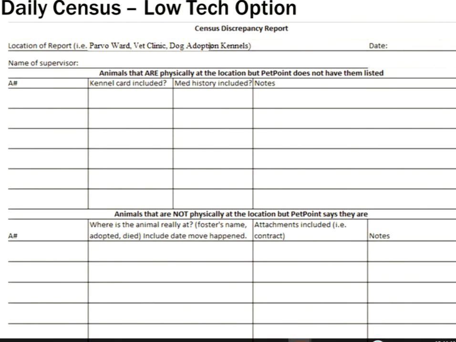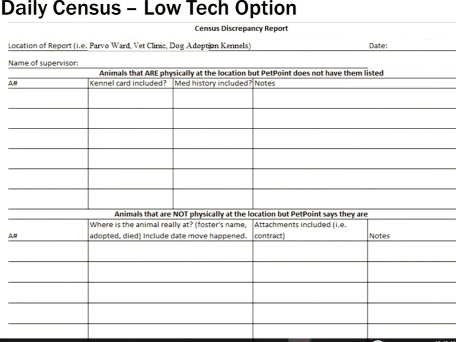This is a low-tech, again, non-computer version. If you just want to write it with your hands and take a picture and send it to the data team, it's a low-tech option for your census. Basically, you just write down animals that are at your location, but the computer doesn't say they are. So I've got Muffin in a cage here, but there's no Muffin in my location in the computer system. Something happened. For some reason, Muffin didn't get moved to my location in the computer system. I need to tell the staff that. Maybe it never got intake to begin with. Like maybe that intake kennel card got lost, something like that. And then they can catch it right away and fix it right away if you're doing this daily.